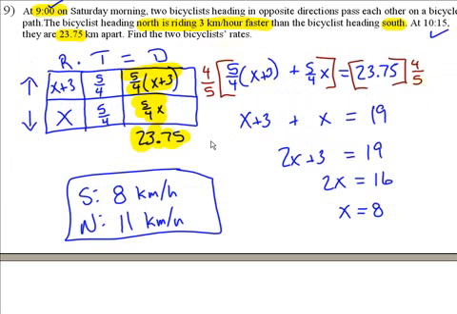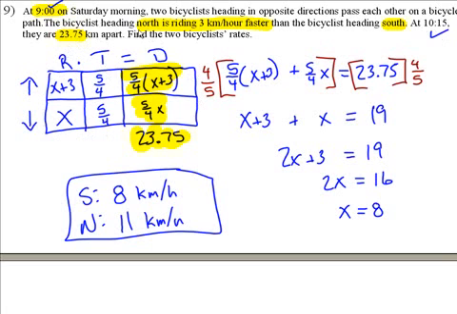Okay, this is my work on this problem. We've got two bicyclists that pass each other at 9 o'clock. At 10:15, they're 23.75 kilometers apart. It's a classic rate times time equals distance problem. We'll go ahead and set up the table here.